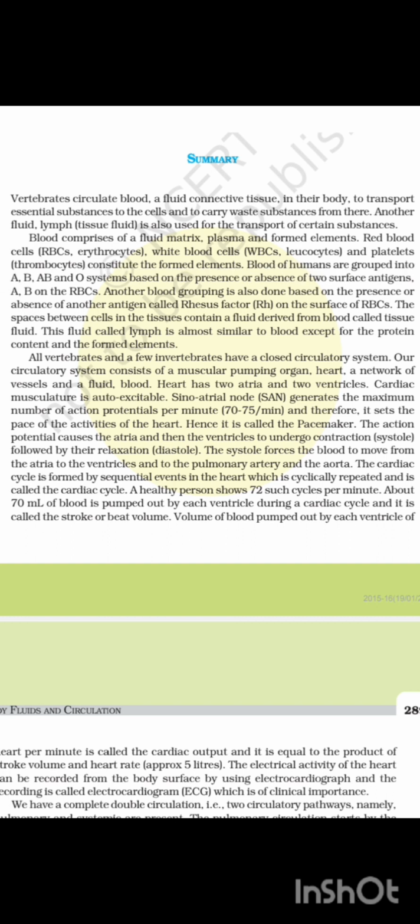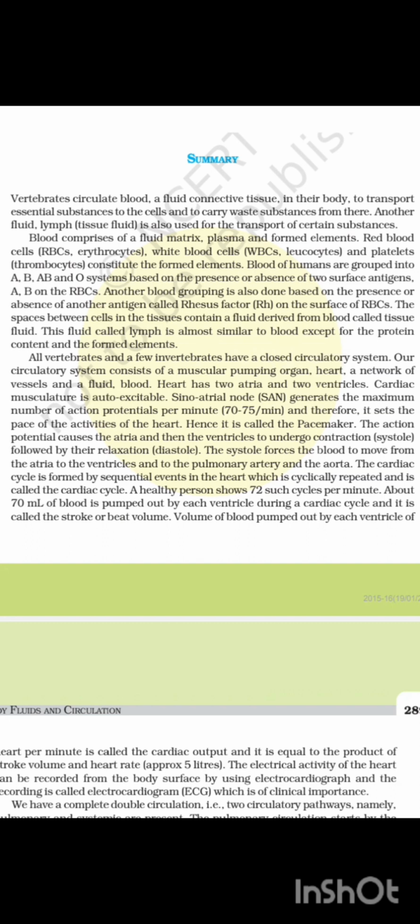Blood of humans is grouped into A, B, AB, and O system based on the presence or absence of two surface antigens, A and B, on the RBCs. Another blood grouping is also done based on the presence or absence of another antigen called rhesus factor, Rh, on the surface of RBCs. The fluid called lymph is almost similar to blood except for the protein content and formed elements. All vertebrates and a few invertebrates have a closed circulatory system.